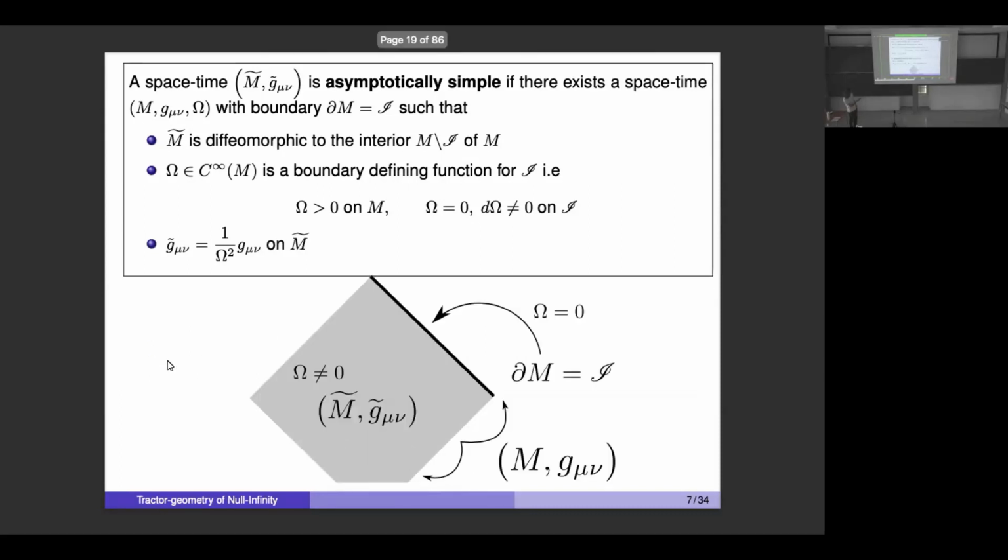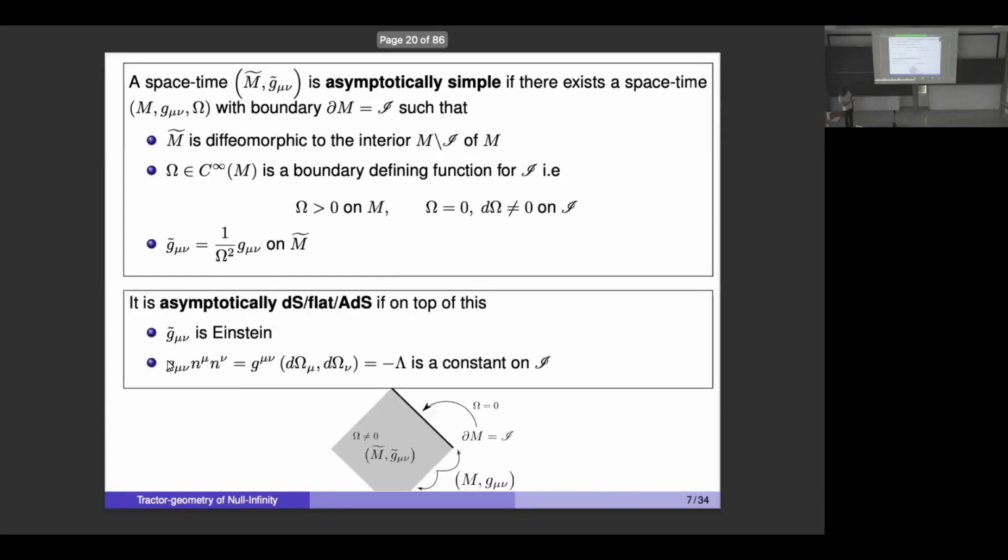Then you have this boundary defining function, which is nowhere zero in the bulk, so that if you take the ratio of your unphysical metric to the physical one, it goes to zero at the boundary. So in this sense, it's a boundary defining function. And you are going to say it's asymptotically de Sitter, flat or AdS if, on top of this, inside you have Einstein's equation. Perhaps you might want to weaken this, you might want to ask for some fall-off, but I'm not going to need this here. But of course you can do that.